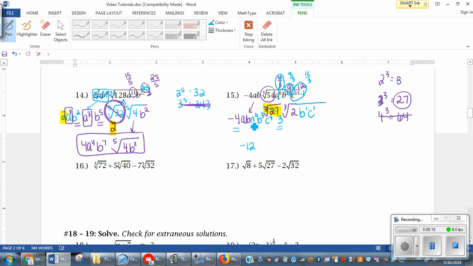Negative 12. We're going to add our exponents. So this is a to the first and a to the second. So that makes a to the third. B to the first and b to the third make b to the fourth. C to the fourth doesn't have anything to combine with. We've got our cubed root and all of the remainders underneath. So big 2, BC.